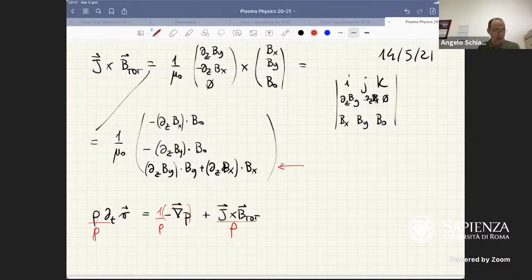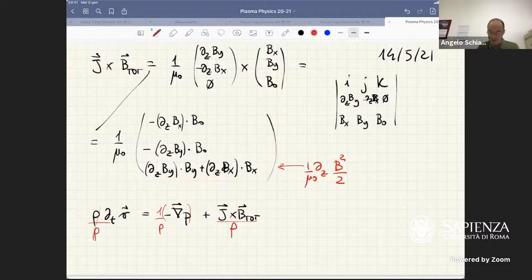Let's see where it comes from. The Z component is equal to minus dz of B squared, times one half, 1 over mu naught. So you can just apply the Z derivative to B squared, where B squared is the square of the wave solution, so it's By squared plus Bx squared. You get exactly this term here.